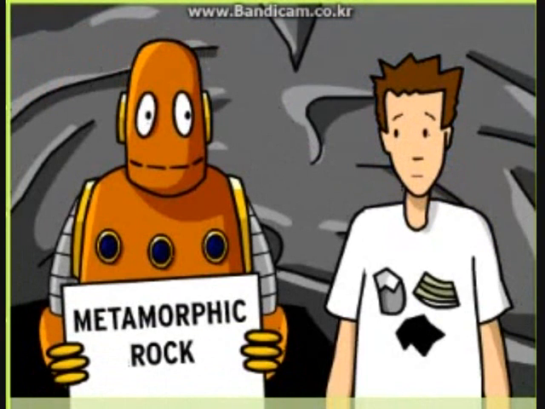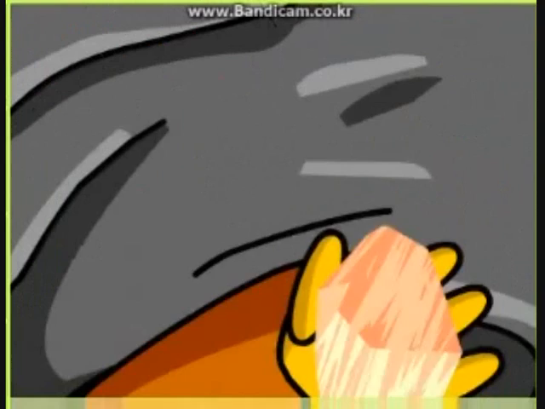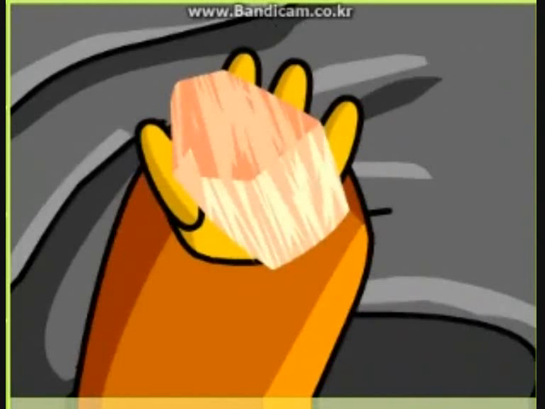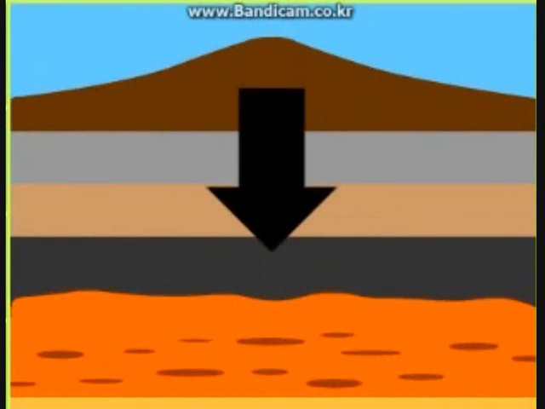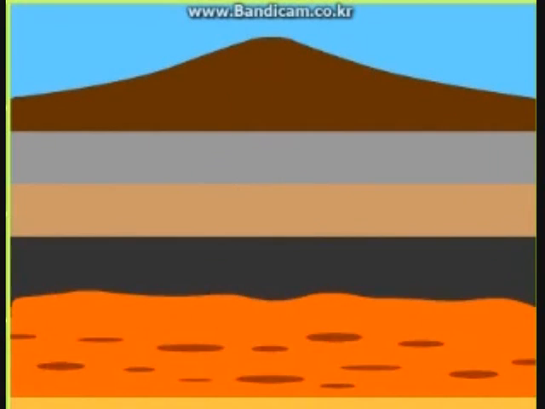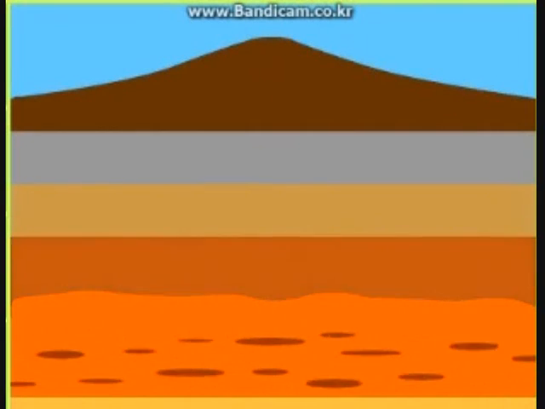Sure is hot down here. Hey, that's a metamorphic rock. The rocks below the Earth's surface are under a lot of pressure from the rock layers above. Enough heat and pressure will turn those rocks back into molten magma. But if it doesn't get quite hot enough for the rocks to melt, the rocks will be cooked and smushed into a new type of rock.